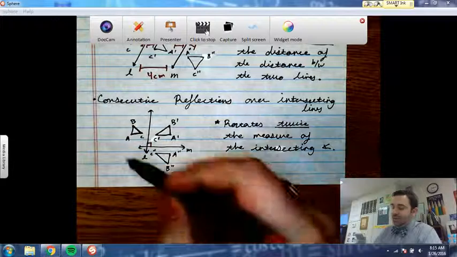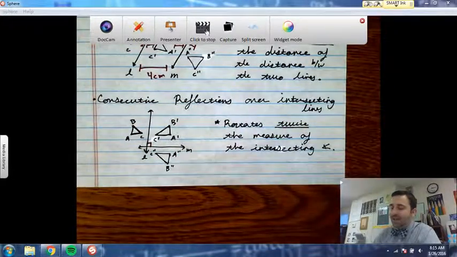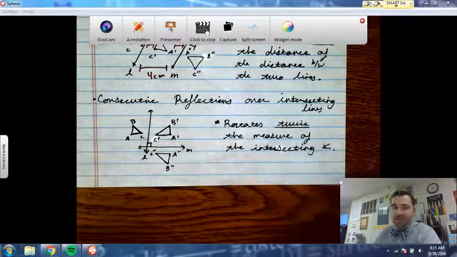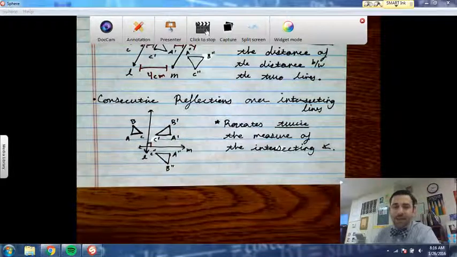So this kind of double reflection over intersecting lines rotates twice the measure of the intersecting angle. In this case, the angle between L and M would be 90 degrees, so now I'm rotating 180.